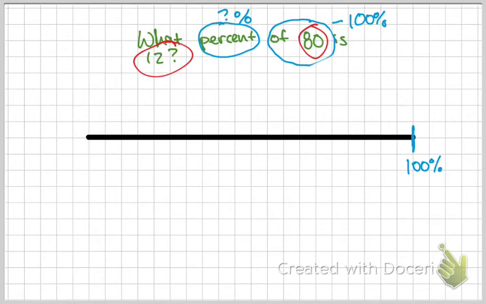So when I start to build my percent ruler, I'm going to put my percentages on the bottom and my values on the top. And 100% is always going to go on that right-hand side. So I'm going to go ahead and start filling this percent ruler out with some values that I know. I know that 100% is 80. Remember, that one's kind of hidden in that word problem, but we know it says of 80. That tells us that 80 is that 100%.